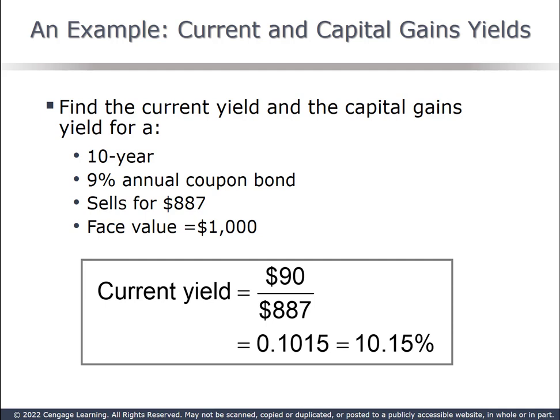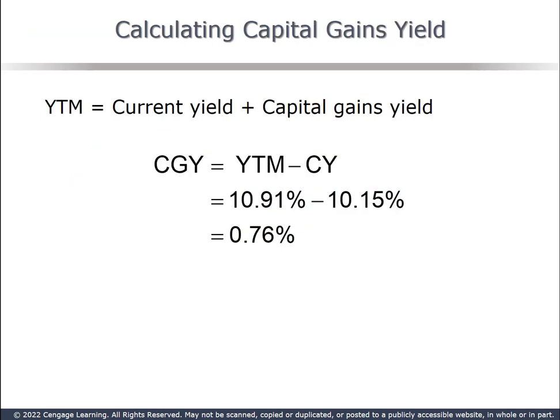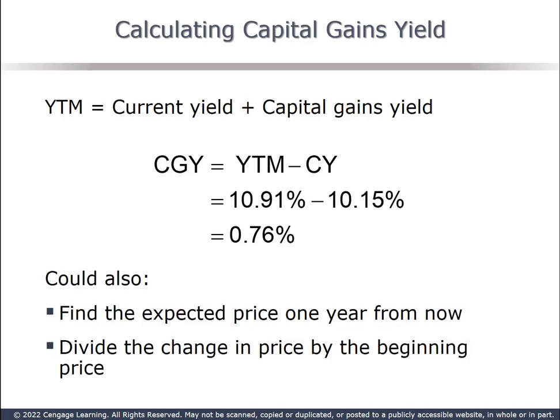Continuing with our sample bond with a 9% annual coupon rate selling for $887. Current yield, 10.15%. With a yield to maturity of 10.91% and a current yield of 10.15%, capital gains yield must be the difference, 0.76%. You could also find the expected price 1 year from now and divide the change in price by the beginning price, which will give you the same answer.